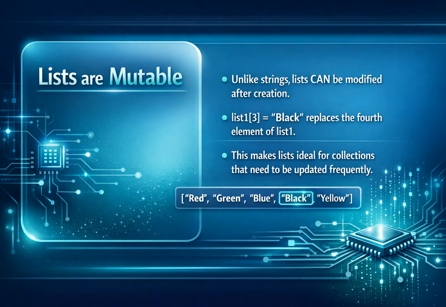The most important difference between lists and strings is that lists are mutable. You can change their contents after creation. Assigning a new value to an index, like list1[3] = 'black', directly modifies the element at that position. This makes lists ideal for data that changes over time.